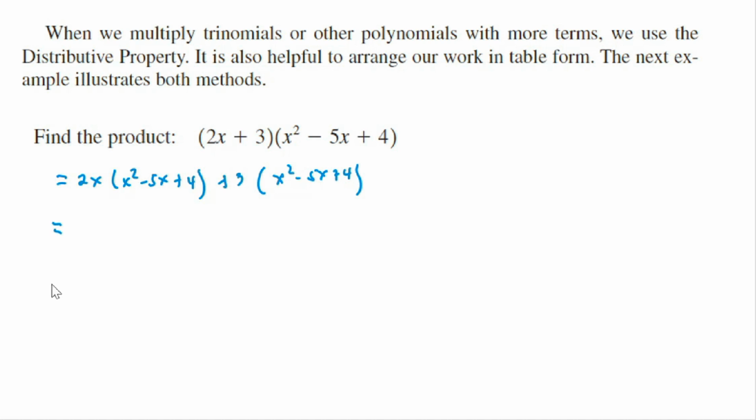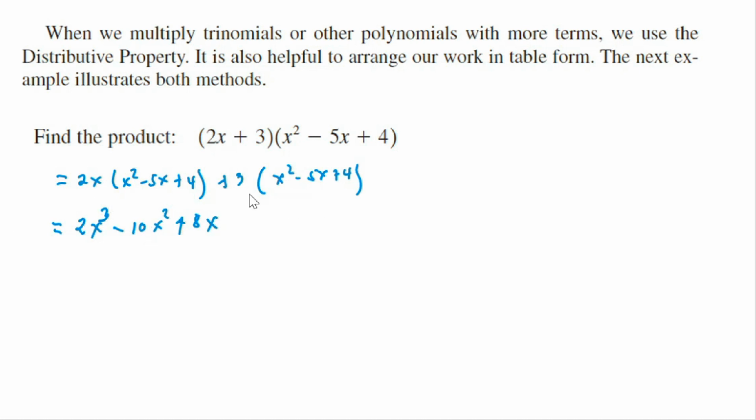And now, you use again the distributive property. So we have 2x times x squared, we have 2x to the power of 3. Take note, when we are multiplying the same base, you just add the exponents. The exponent here is 1, plus the exponent 2 here, therefore it becomes power of 3. Next, we have 2x times negative 5x is negative 10x squared, and 2x times positive 4 is positive 8x. Now, that's the answer for the first term.